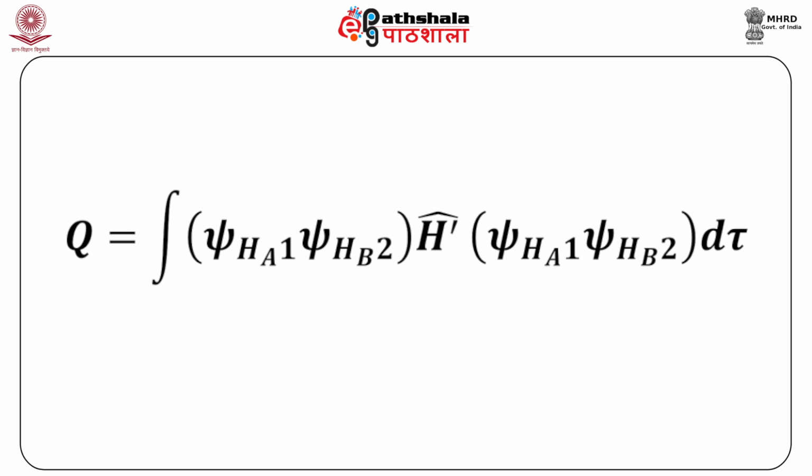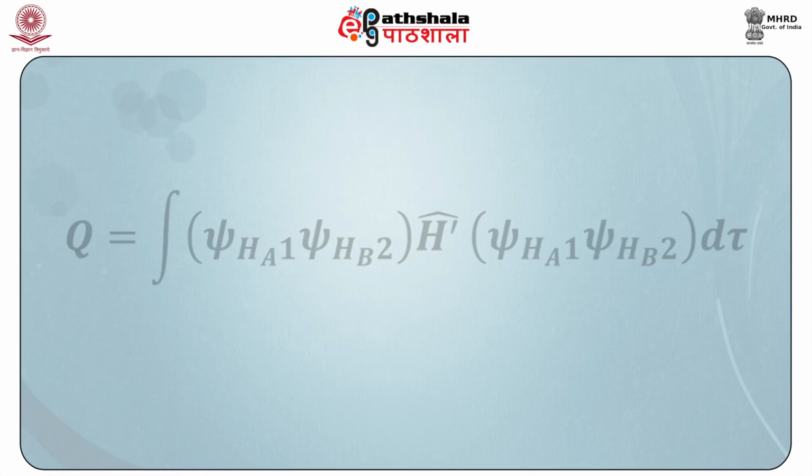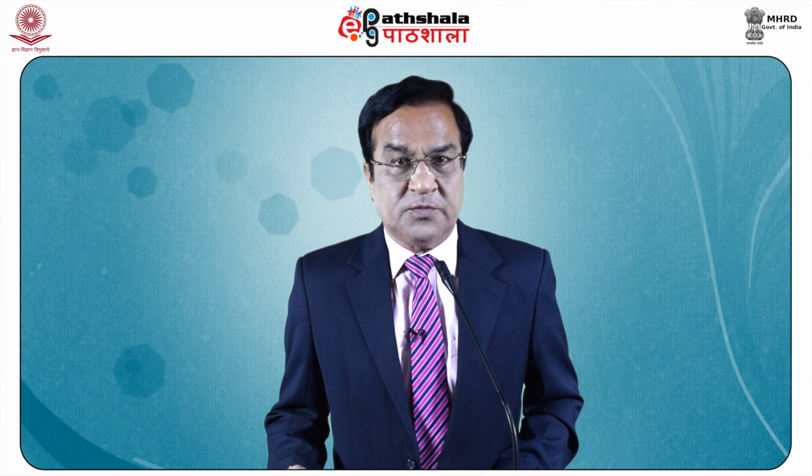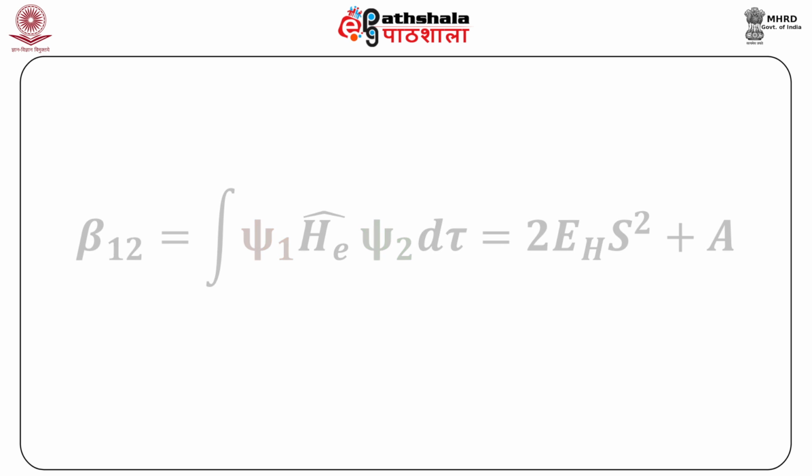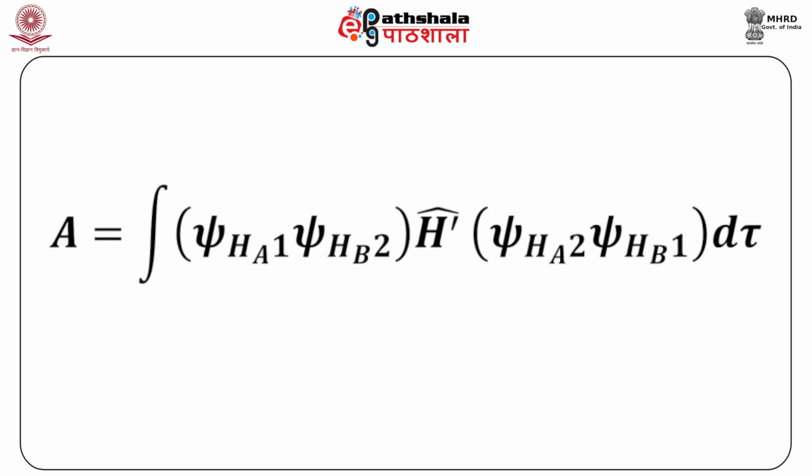Here Q, if you remember, we did it in the earlier module, is equal to integral psi Ha1 psi Hb2 H prime cap psi Ha1 psi Hb2 d tau. Also, if you remember, we found out that beta 1 2 is equal to integral psi 1 He psi 2 d tau, and that was equal to 2Eh S square plus A, where A is equal to the integral psi Ha1 psi Hb2 H prime cap psi Ha2 psi Hb1 d tau.